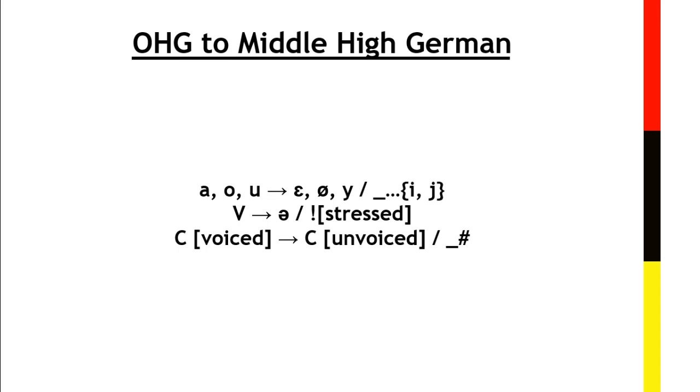Middle High German was spoken until the 14th century and was defined by three main sound changes. These were another stage of umlaut, which created the front round vowels, reduction of unstressed vowels to schwa, and final devoicing, all of which are still important processes in the German of today.